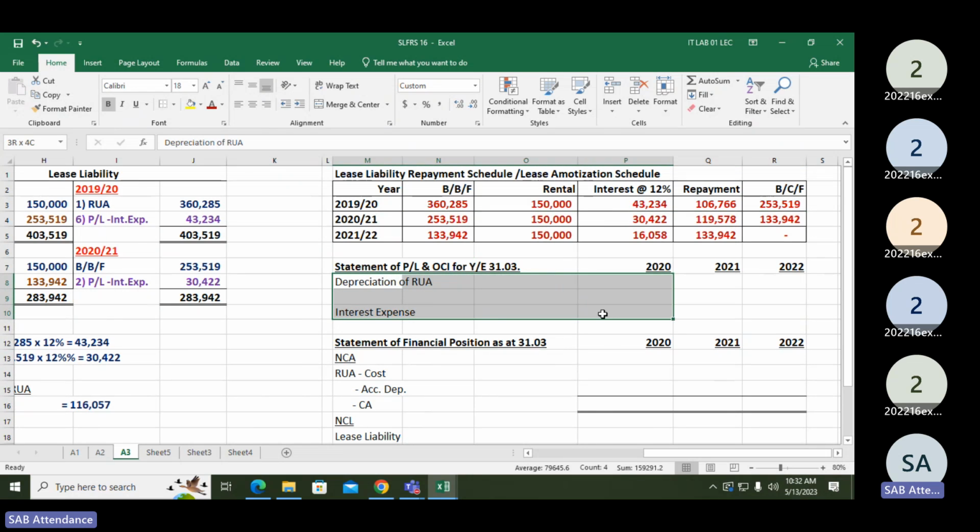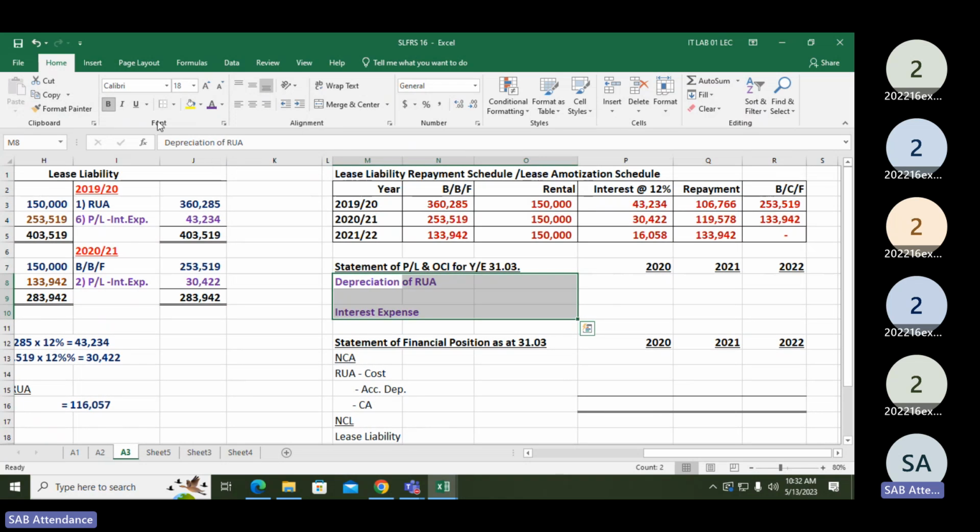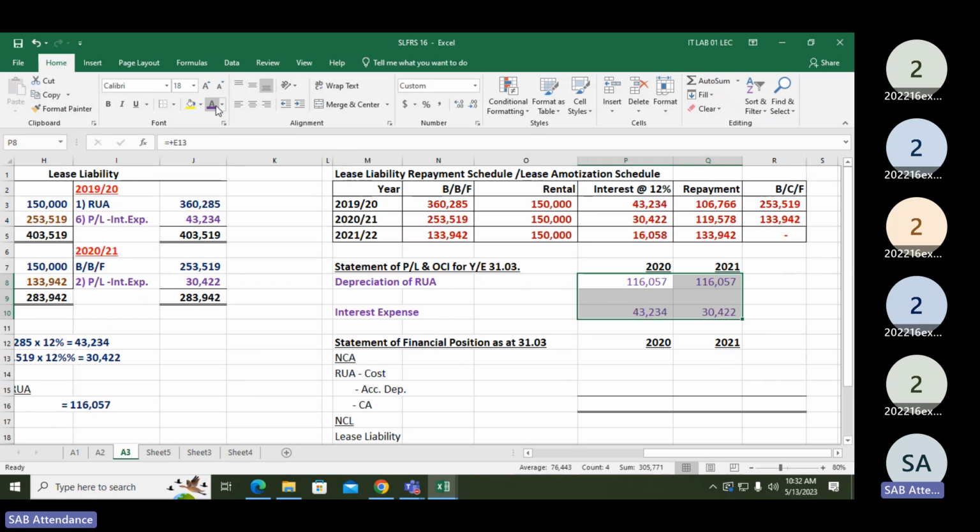Right. So can you complete this part? We'll take it for 2 years, third year not necessarily. 2020. So actually depreciation and interest we have already identified. Make it straightforward.